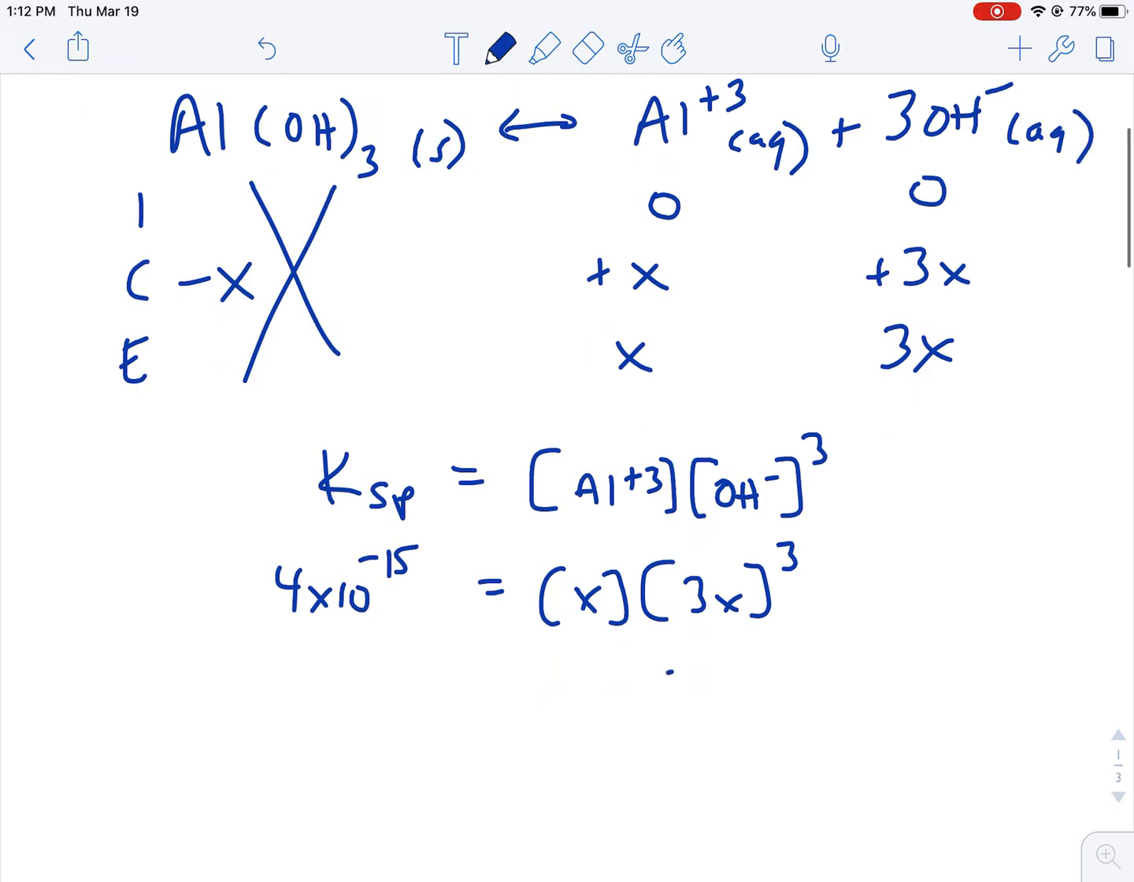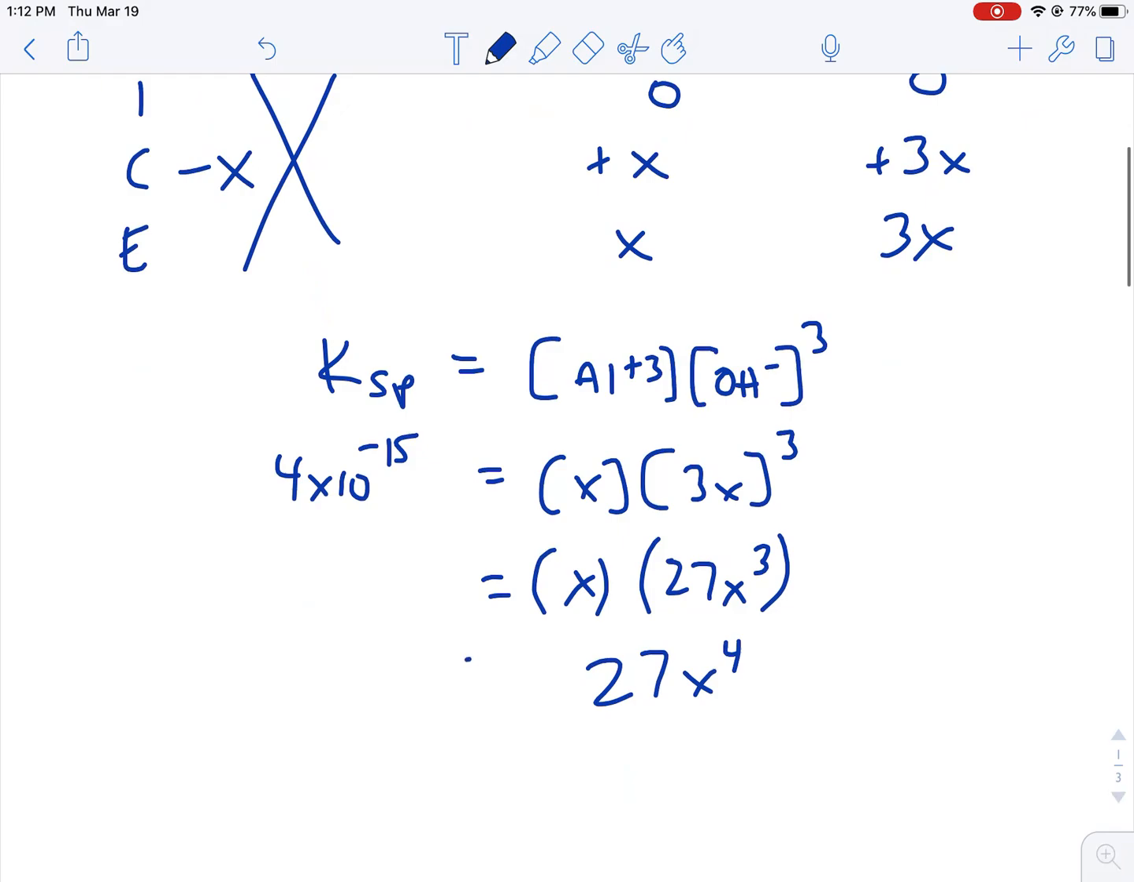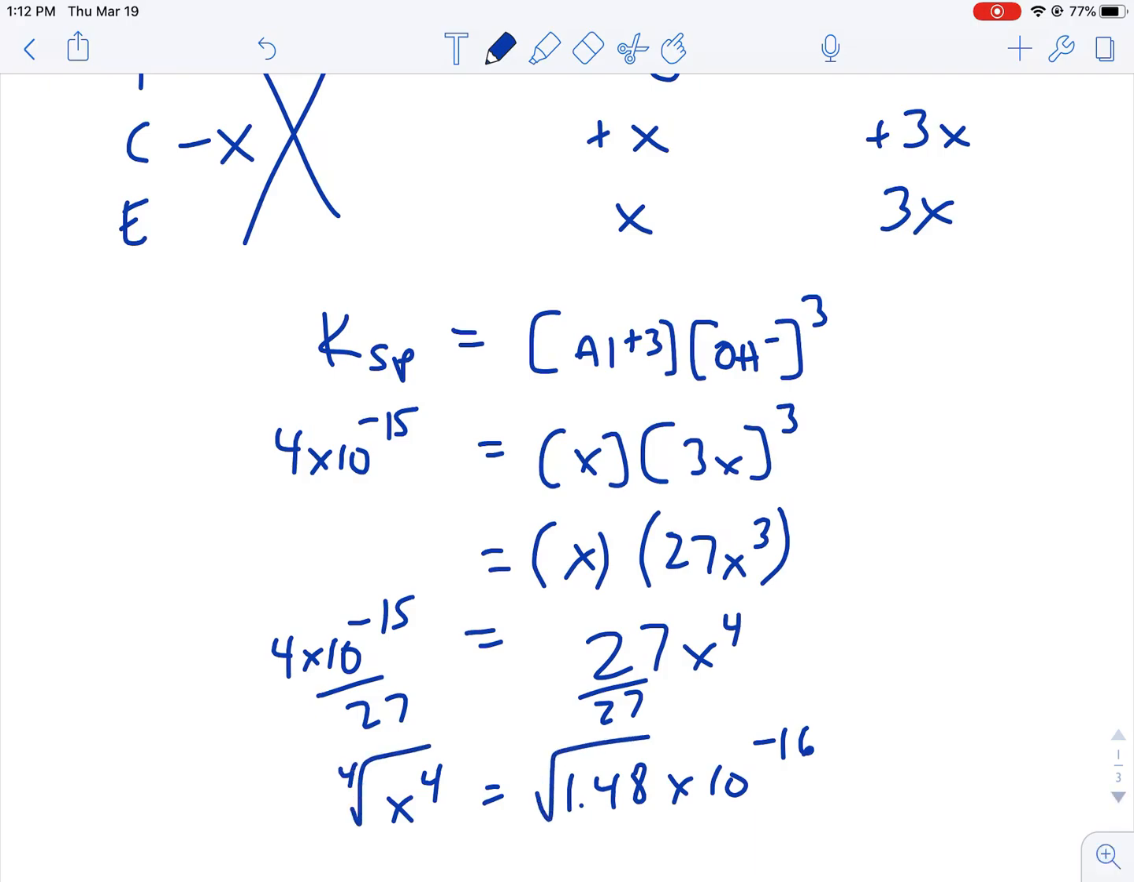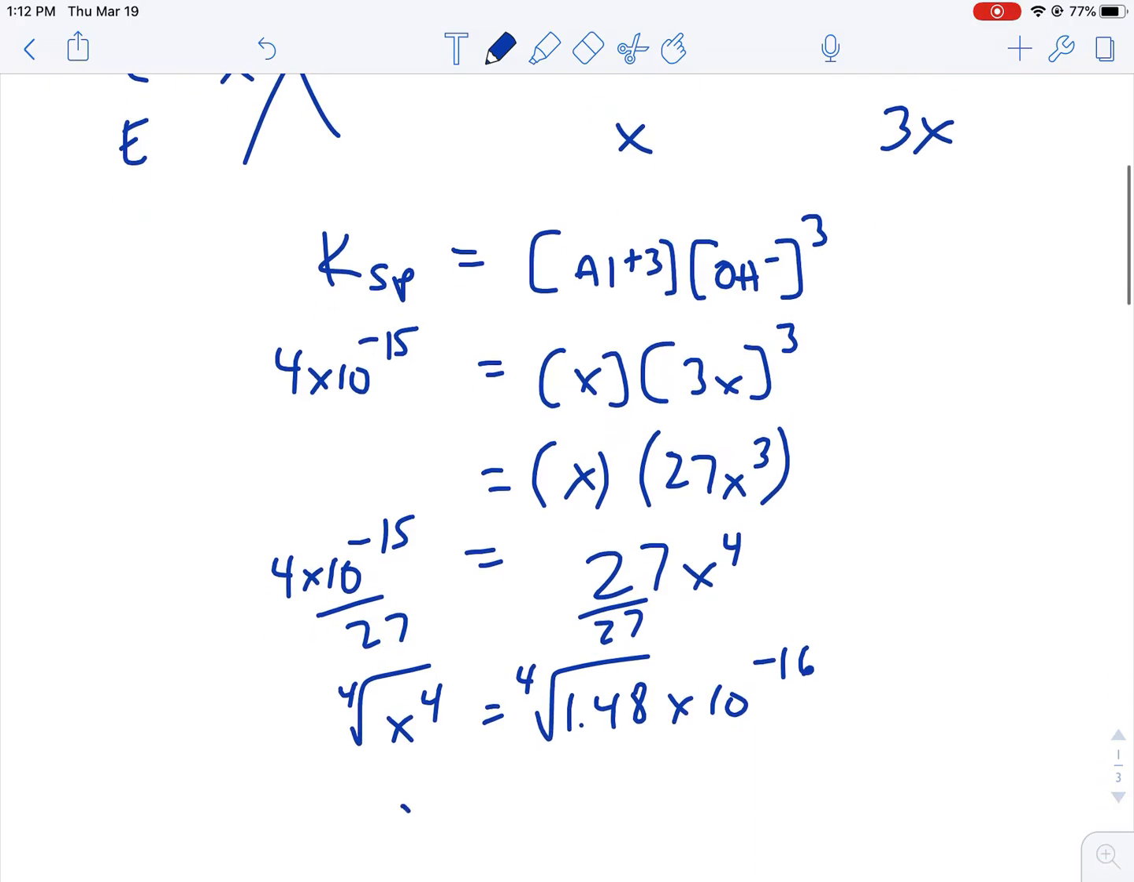So just, again, be careful of your math here. We're cubing both the 3 and the X, so we're going to get 27X cubed. We have X. So after doing all the right side, we get 27X to the 4th being set equal to our KSP. So we'll divide both sides by 27. And we get 1.48 times 10 to the negative 16th. Now we're going to take the 4th root of both sides. And so we get an X value of 1.10 times 10 to the negative 4th.